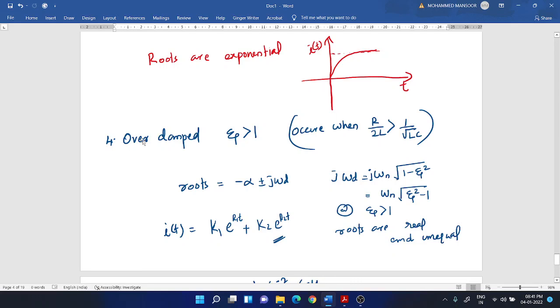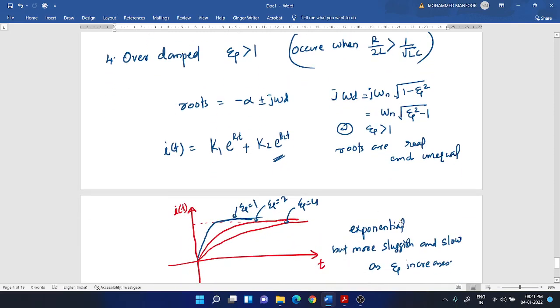So in this overdamped case, theta is greater than 1. So this part is always real only. There is no imaginary part. So under the overdamped situation, roots are real and unequal. Clear? Roots are real and unequal. The expression can be obtained in this way: k1 into e raised to r1 t for the first root plus k2 e raised to r2 t. This is the standard form. So when we plot this expression as a function of t, we can obtain this type of graph.